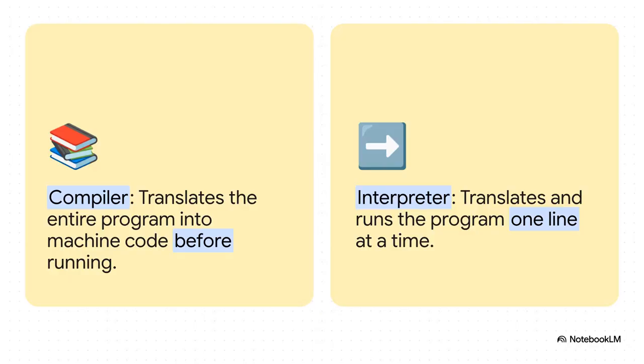So, we write these recipes, these algorithms, in languages we can understand, like C. But the computer, it doesn't get it. It only speaks machine code, those raw ones and zeros. So we need a translator. A compiler is like a book translator. It takes your entire program and translates the whole thing into machine code at once. An interpreter, on the other hand, is like a live translator at a conference. It translates and runs your program one line at a time.